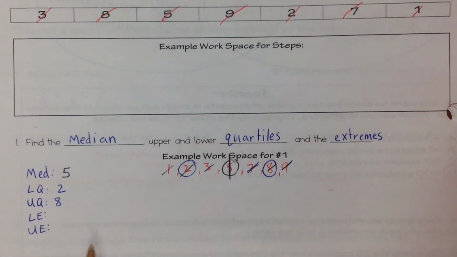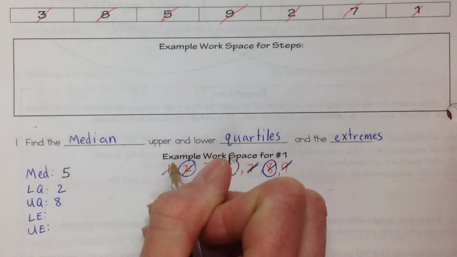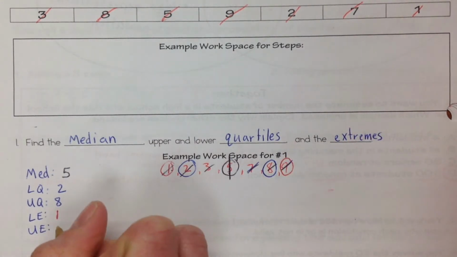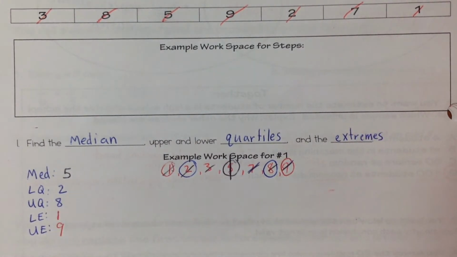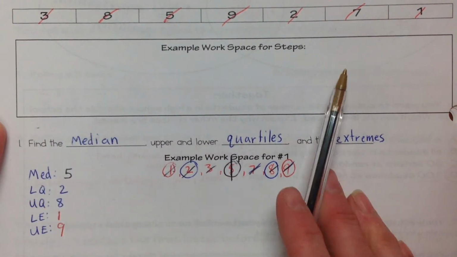Okay, and then the lower extreme and the upper extreme. The lower extreme is the smallest number in the lowest set of data. So this would be my lower extreme, and 9 would then be my upper extreme. Okay, now that we have all the information we need, we can then go ahead and start to draw our box and whisker plot.